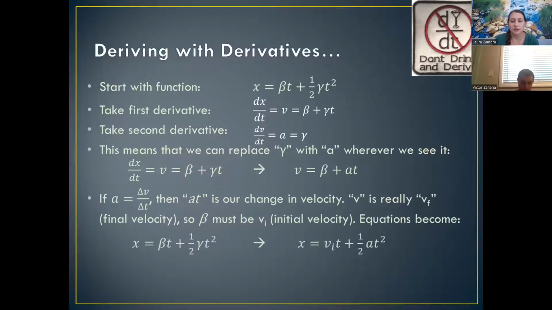And so our equations, if we actually go through and plug in all of our variables that we've just found, become x equals vi, initial velocity, times time, because remember beta is initial velocity, plus 1/2 at squared. And then our first derivative becomes final velocity equals initial velocity plus a t. Remember, a is acceleration and t is time.